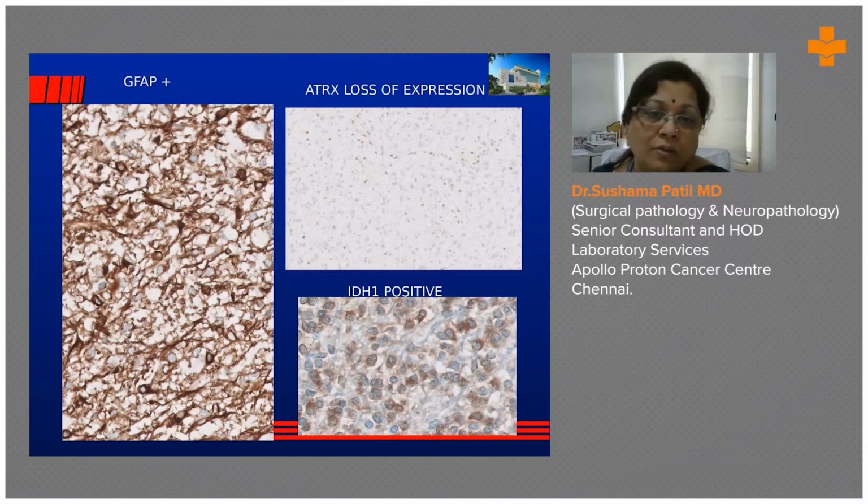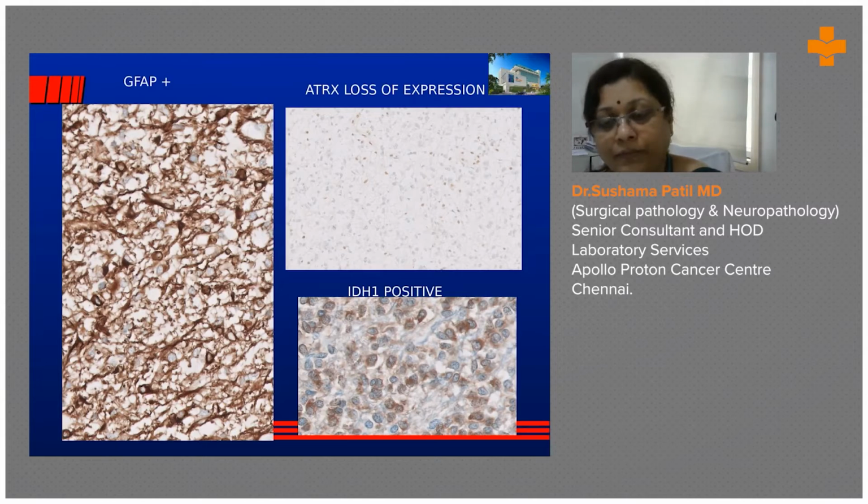If you look at the upper hand side, see now things have changed. When 2016 changed the whole classification of the astrocytomas. Now they made it IDH mutant and IDH wild type. So most of the time grade 2, grade 3 gliomas tend to be IDH1 positive, and they show loss of nuclear expression for ATRX. So these are the two combination markers we use to assess.